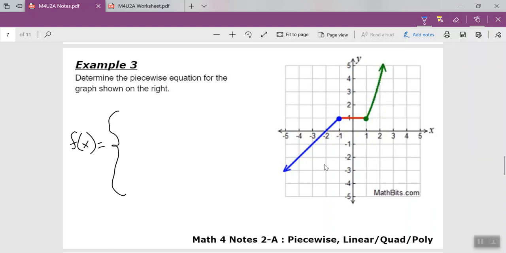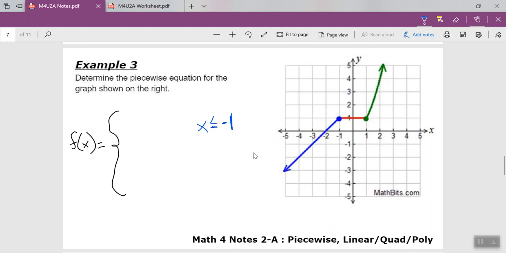All right. That is a line that goes from negative 1 down. As far as x's are concerned, it is everything negative 1 and down. As a matter of fact, we could say x is less than negative 1. Now, because there's a solid blue dot there, we're going to say less than or equal to.